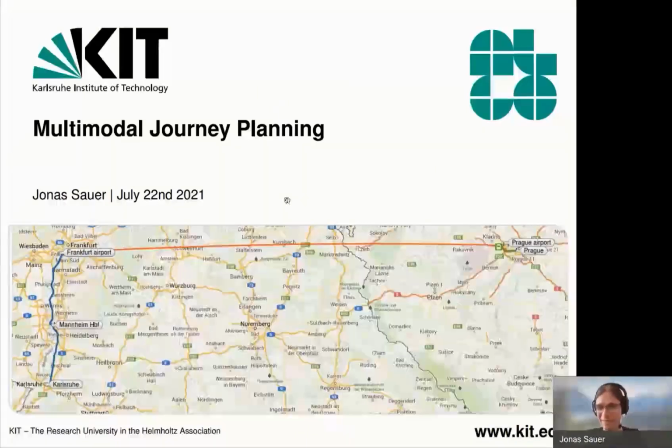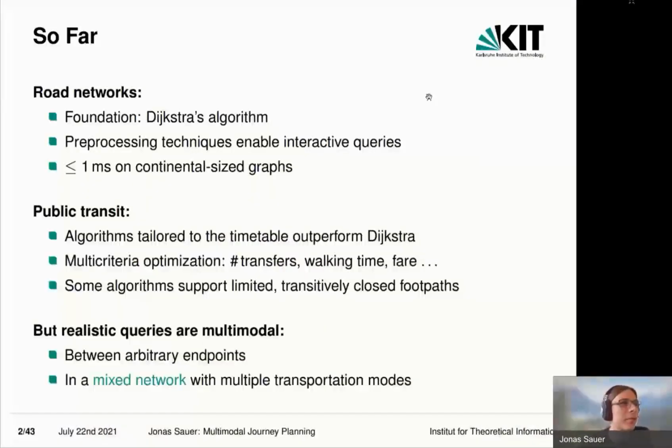And now let's start with the next session on multimodal journey planning. So what have we seen so far? We've looked at road networks, and the foundation for the algorithms we saw for those was Dijkstra's algorithm. We saw that pre-processing techniques enable interactive queries with running times of less than 1 millisecond, even on continental sized graphs.